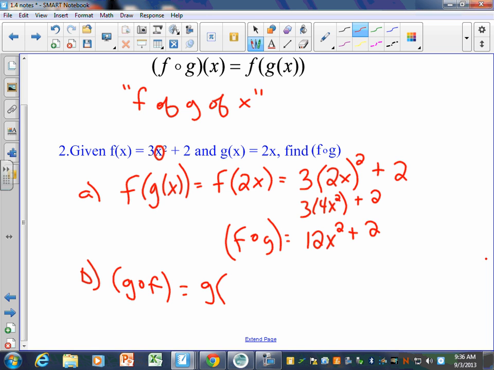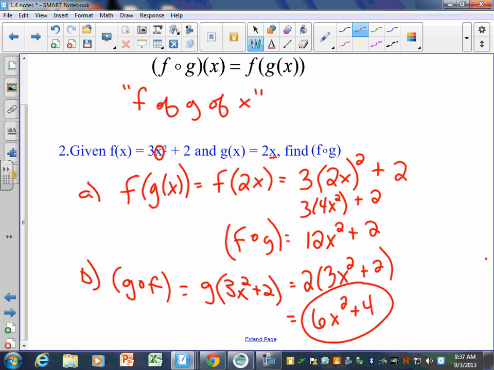So now f of x is going in here, right? 3x squared plus 2. So all I have to do is replace that x with this, and I think we should get 6x squared plus 4. Did you get that? Remember, they can also ask you to find a number like g of f of 7.